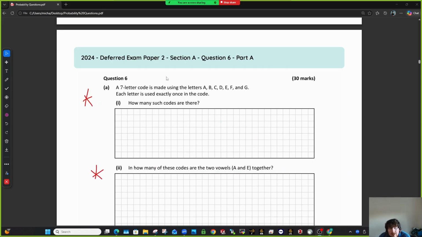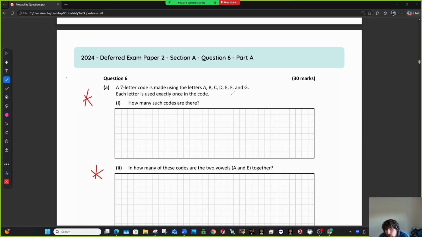Okay, so we're back. So this seems to be this deferred paper again, but we're on to question 6 in it now. So it's talking about a 7-letter code, maybe for a safe or something, you know, a password. And it uses the letters going from A to G. Each letter is used exactly once in the code. So the code has 7. It does have 7 letters, okay? How many such codes are possible?